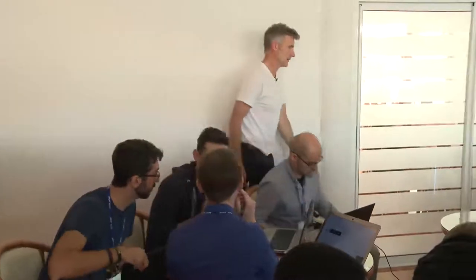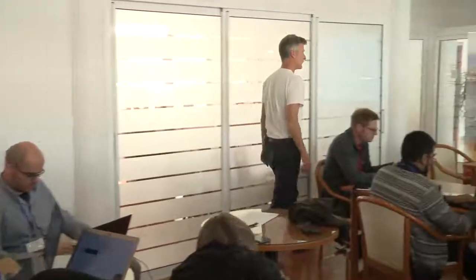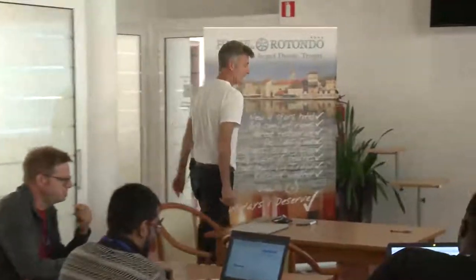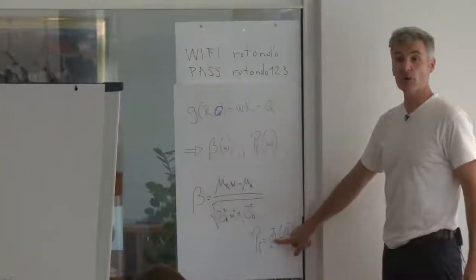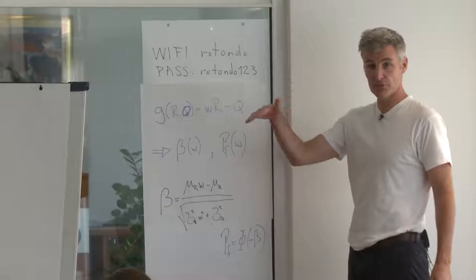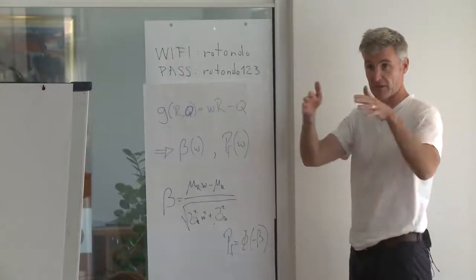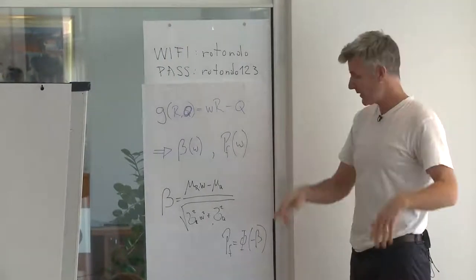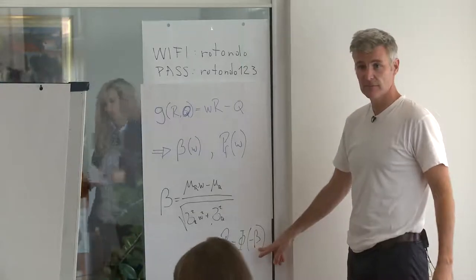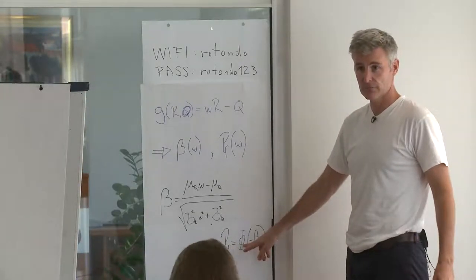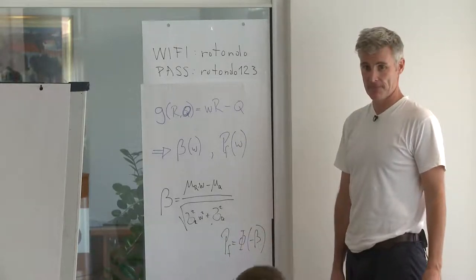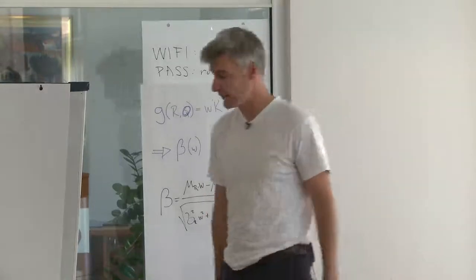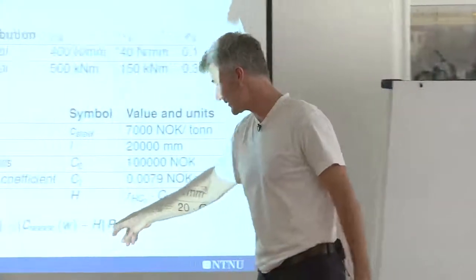So, ladies and gentlemen, I also had some questions. So this is the standard normal operator. It's just a normal distribution with a mean value of 0 and a standard deviation of 1. And when we take minus beta of this standard normal distribution, then we get the failure probability. And we need the failure probability because it's a part of this objective function.